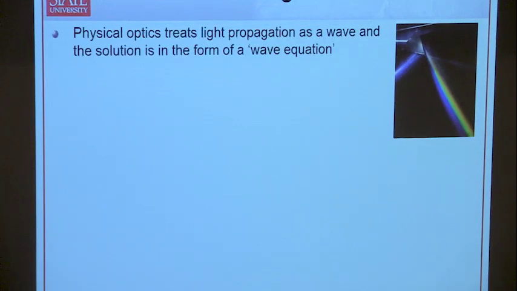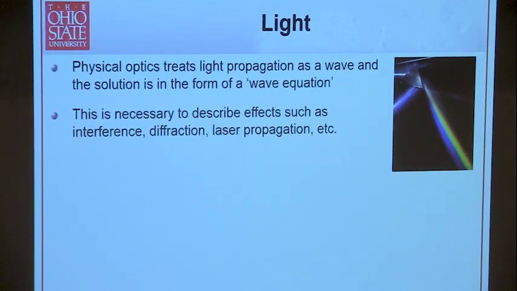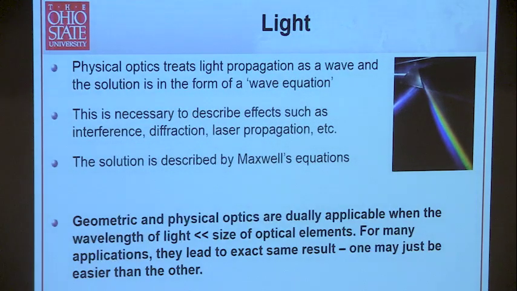Physical optics now treats light propagation as a wave. And that's where we'll spend a lot of this lecture, in the form of a wave equation. We actually have to have this to be able to describe interference, diffraction, laser propagation, etc. And the solution here is described by Maxwell's equations. Now, what we can say is that geometric and physical optics are both applicable when the wavelength of light is much, much smaller than the size of optical elements. So for many applications, not all, you can use geometric and physical optics to get to the exact same answer. One just may be easier than the other.